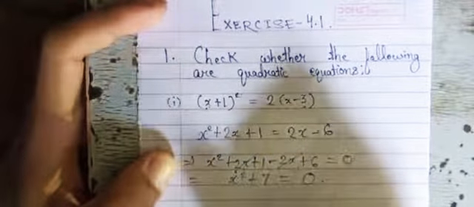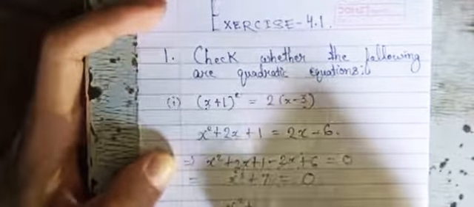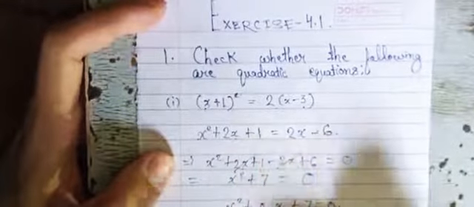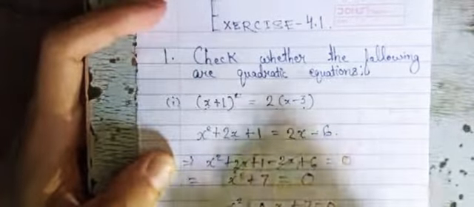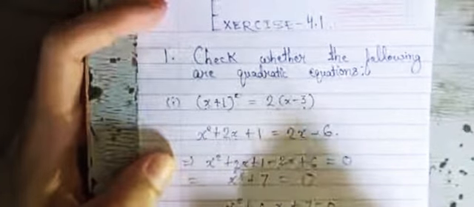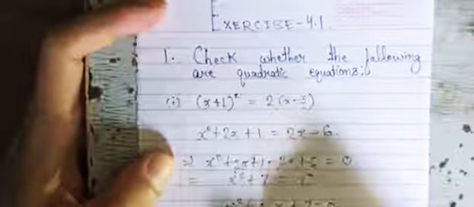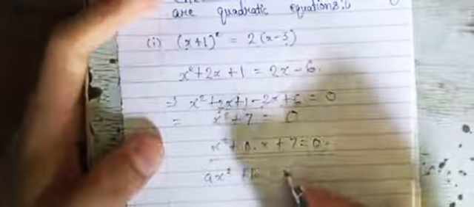How can we consider it? We can write this equation as x square plus 0 into x plus 7 is equal to 0, and it will show the form ax square plus bx plus c equal to 0. So hence it is a quadratic equation.